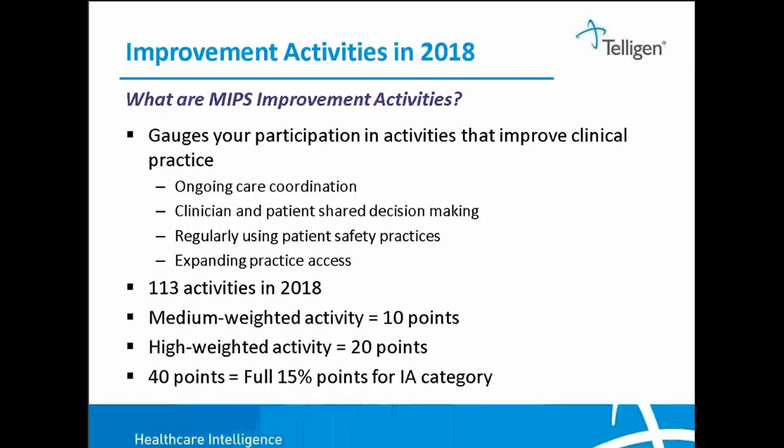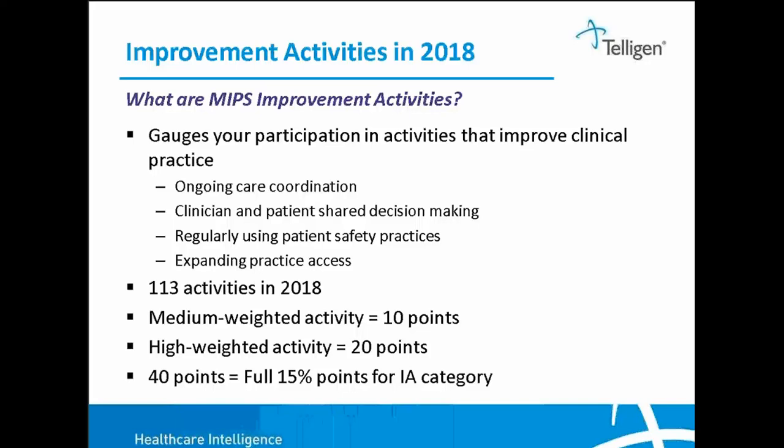So what are the improvement activities for MIPS? This category was new in 2017 for Year 1. The whole premise behind the improvement activities is that practices will work on care coordination that's ongoing, shared decision-making between the clinician and the patient, regularly using patient safety practices, and expanding access as some of those key activities that improve the clinical practice. There are more than 110 activities in 2018, up from 93 last year.